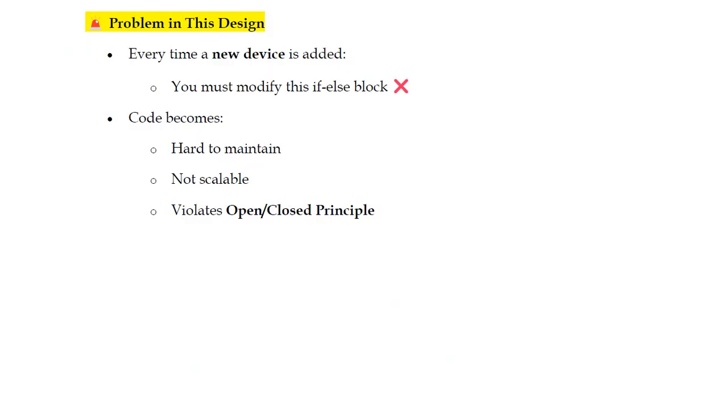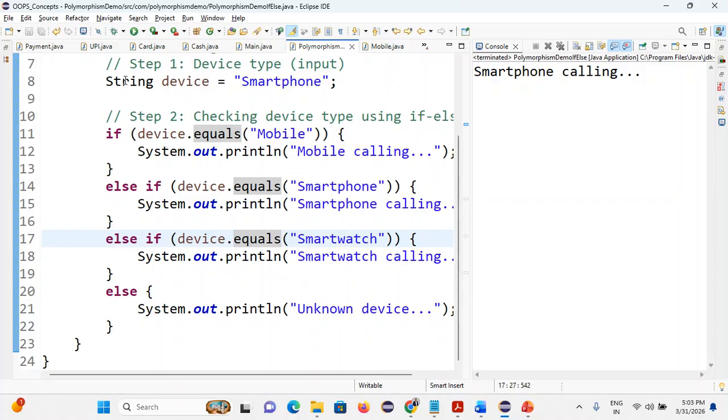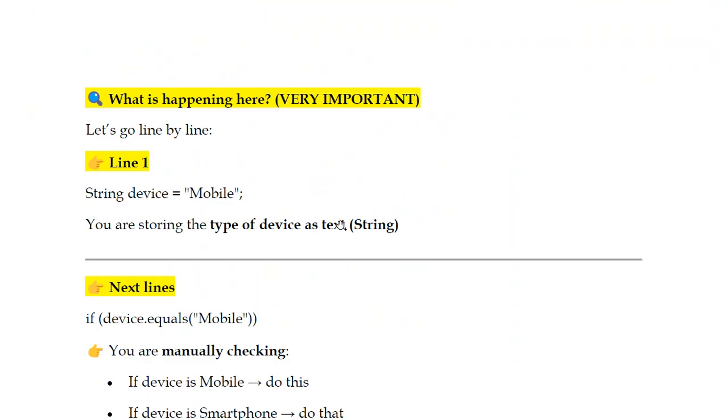Am I right? So that is the open-close principle, but you are violating that. After closing everything, again some devices are coming, you are adding and then you are testing from the beginning. It's not the right method. Got it? So what is happening here?